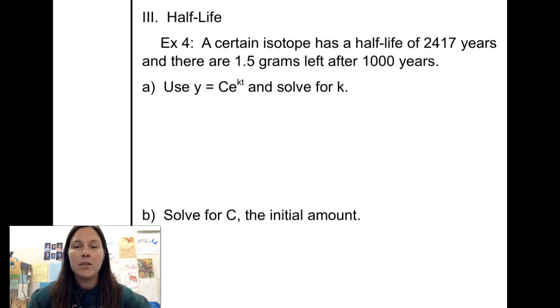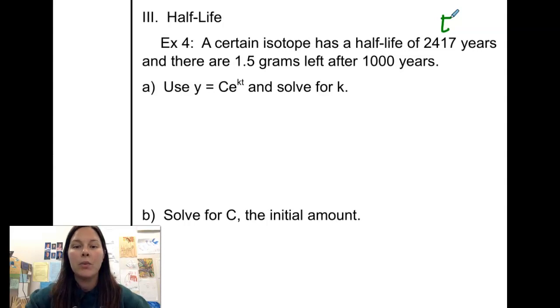This last example should look pretty familiar from pre-calc. We've got half-life. We're going to be using our exponential model, and we're going to be solving for different parts of the model. The first piece that we're going to be solving for is that constant of proportionality, or the k value. So we know that this isotope has a half-life of 2,417 years, so that is the amount of time that it will take to decay to half of whatever it started with.